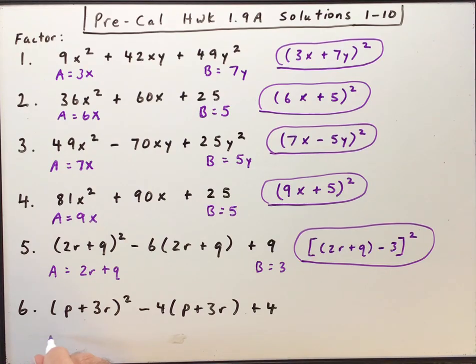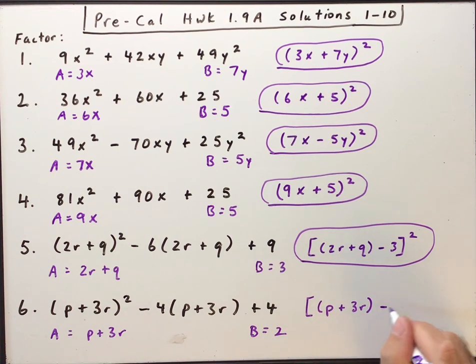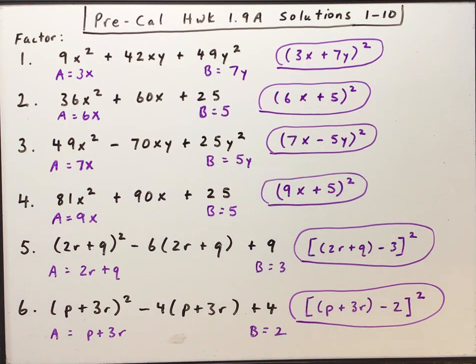And then for number 6, we would have a is p plus 3r, and b would be 2. Okay, so we'll write this again with the bracket p plus 3r, and within parentheses, a quantity, minus 2. It's a minus because we have a minus right here. And then close the bracket, and don't forget to square it. So there you go. We made quick work of the first 6.